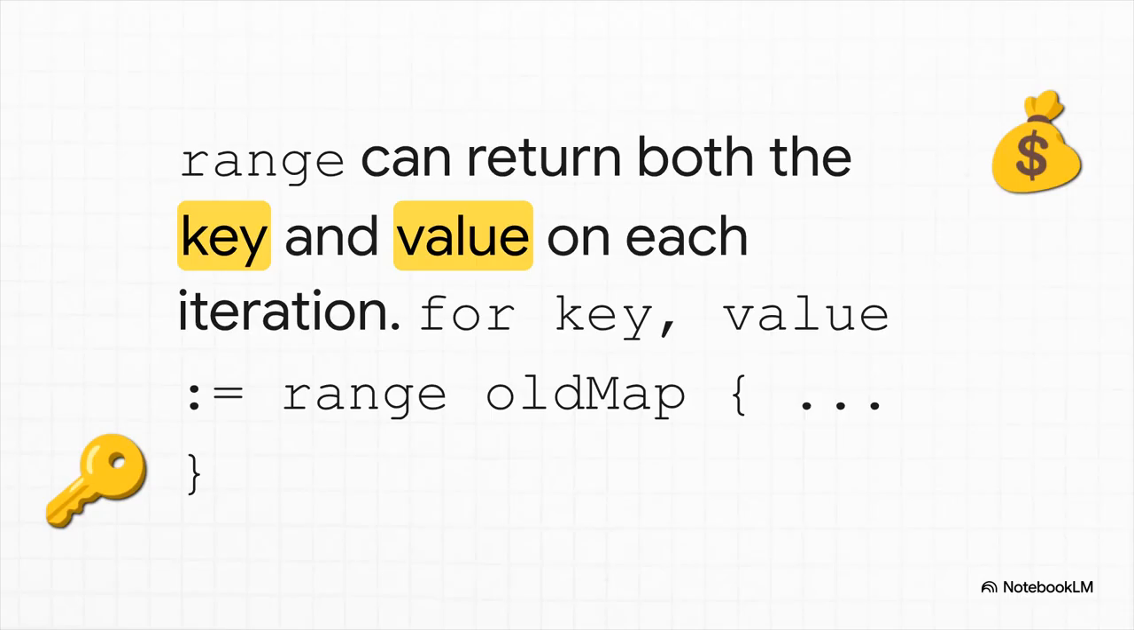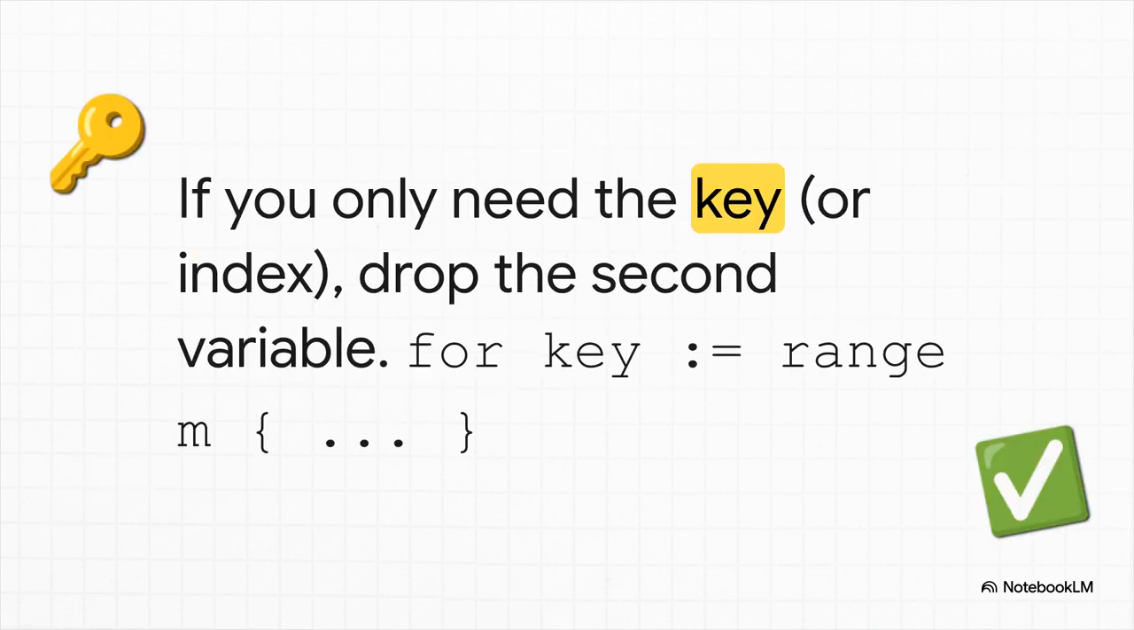Okay, so the most common thing you'll do, especially with maps, is grab both the key and the value with each pass. Range just hands them to you as a pair, and you can assign them to two variables right there in the loop. It just feels so natural. But what if you don't care about the value? Maybe you just need to check if some keys exist in a map. Easy.